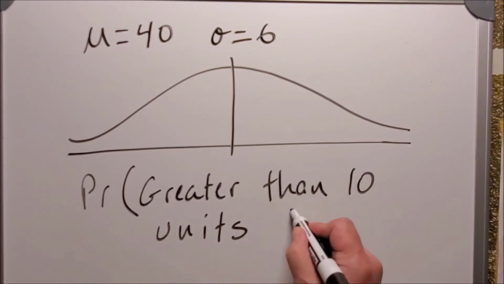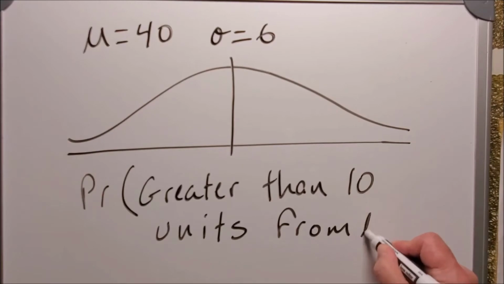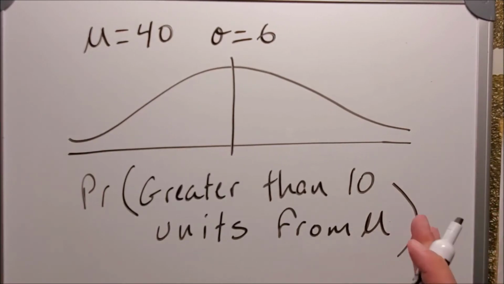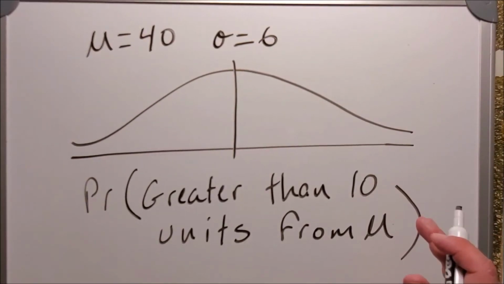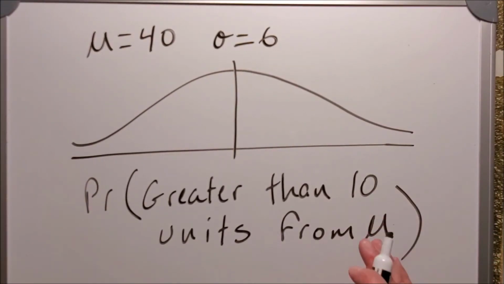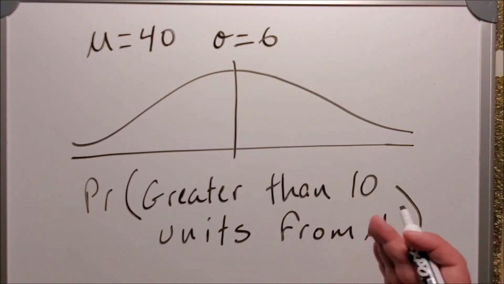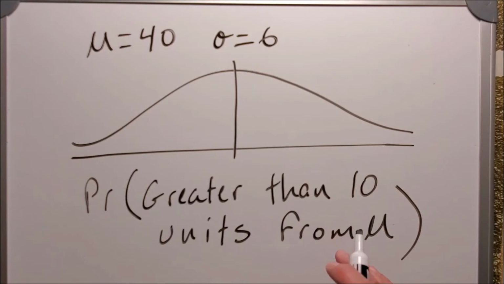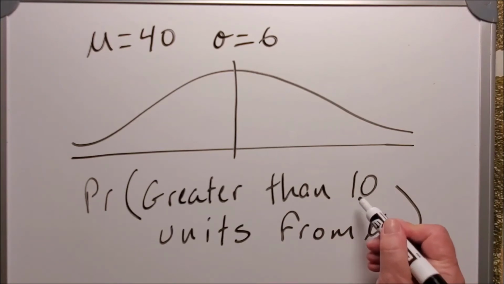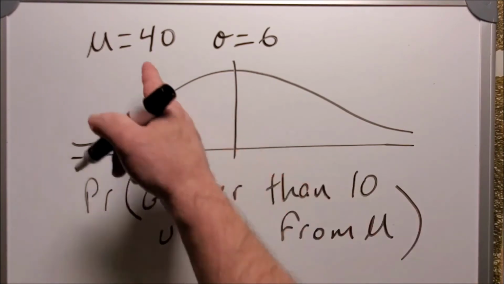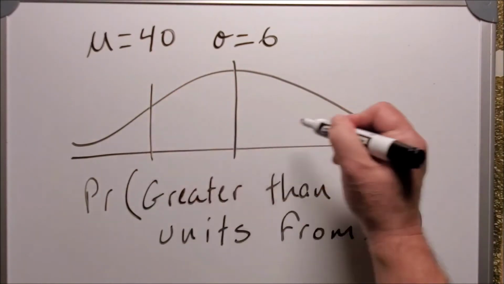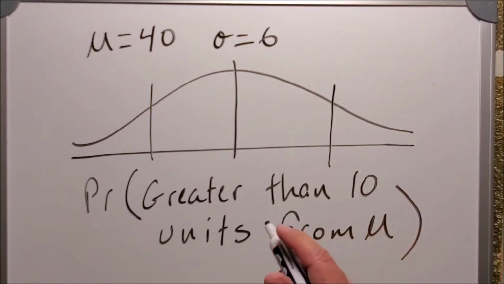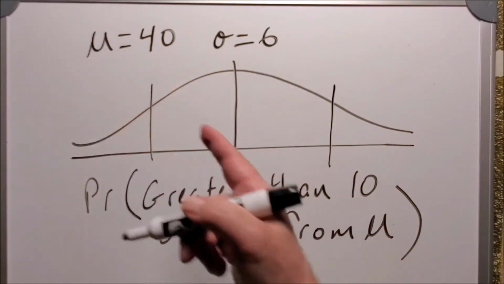Greater than 10 units from mu. Okay, so a lot of times the confusion in this sort of question will come from the fact that people don't know what the 10 really means. 10 what? Well, if you get a question like that, because it can be seen as being kind of vague, the question means to ask you in the same units that are being used to specify the mean and the standard deviation. So we have to find 2 points that are 10 units away from mu.